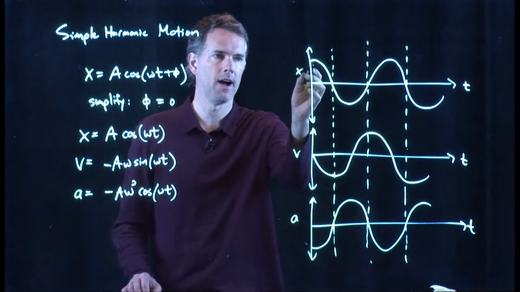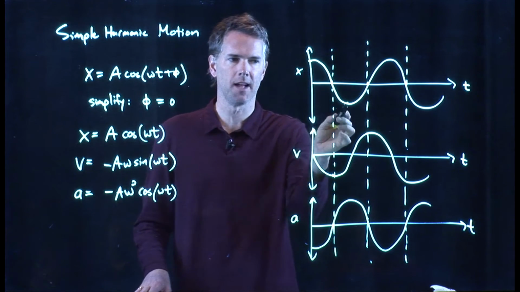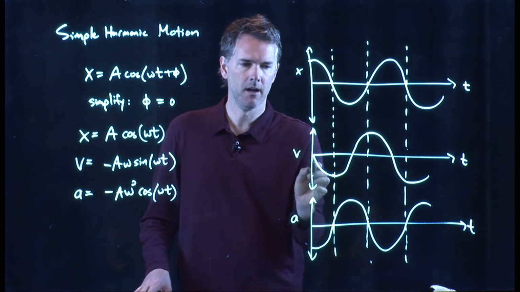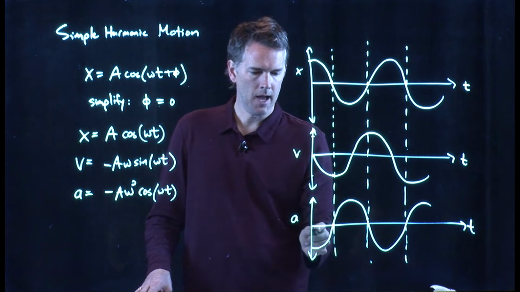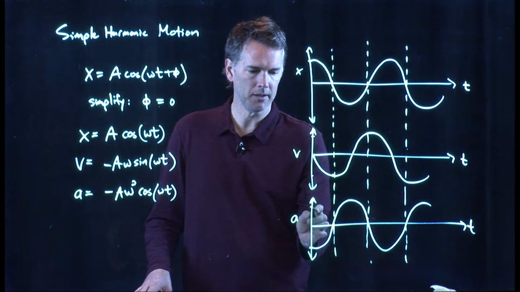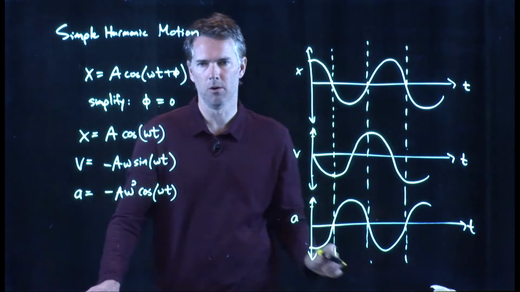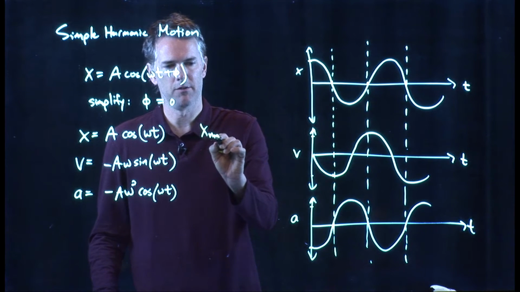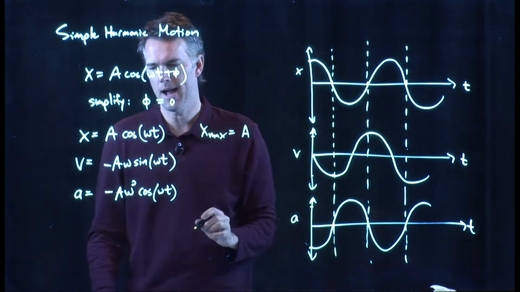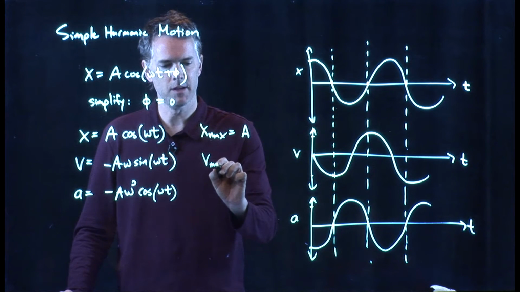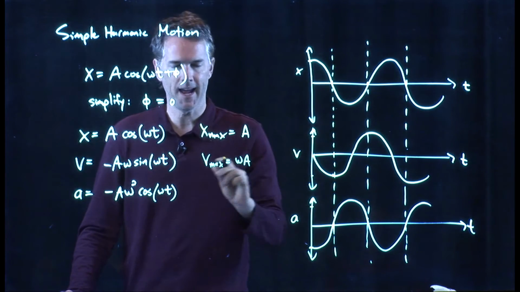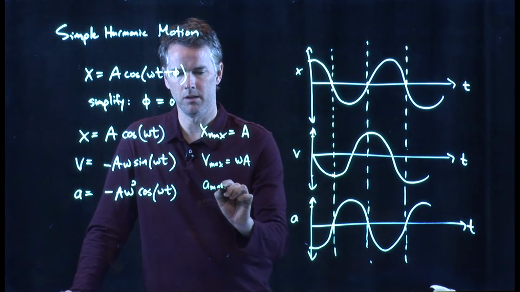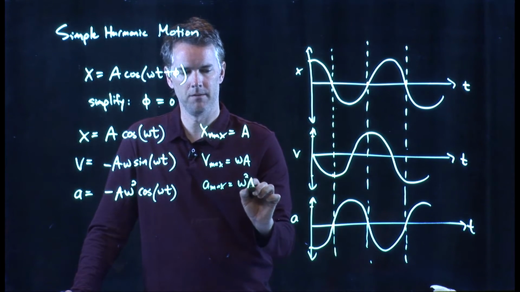And you know what these values are here. It goes up to A, goes down to negative A. This one goes from negative A omega up to positive A omega. And this one goes from negative A omega squared to positive A omega squared. It's just whatever's in the front of those things. And so let's just be explicit. X max is, of course, A. V max, in terms of amplitude, don't worry about the sign, is omega A. And a max is omega squared times A.